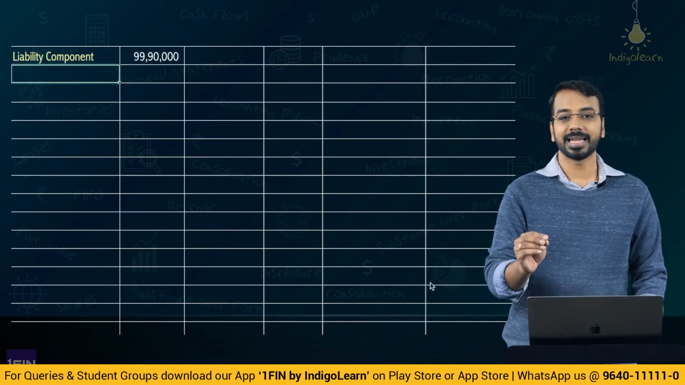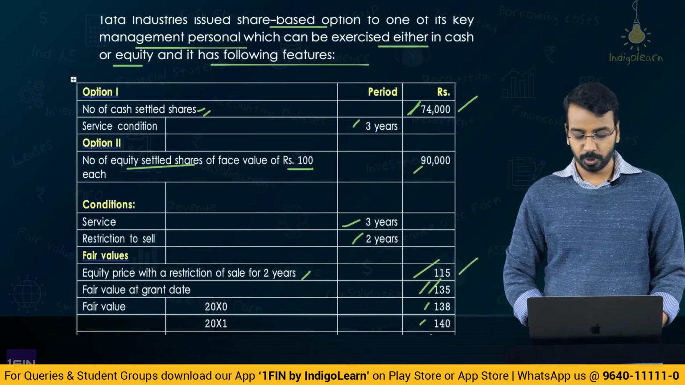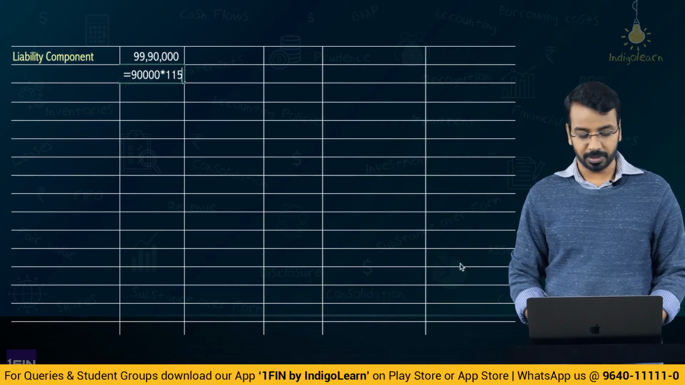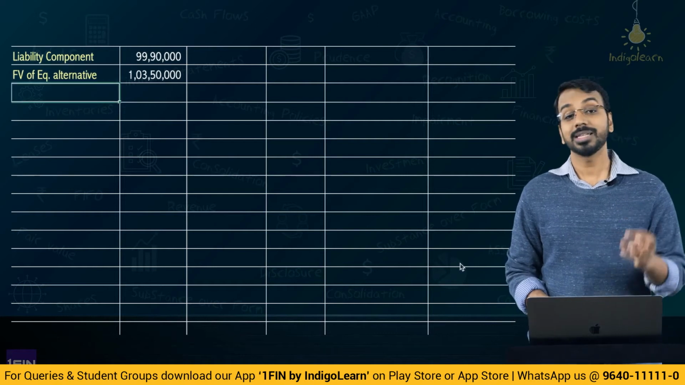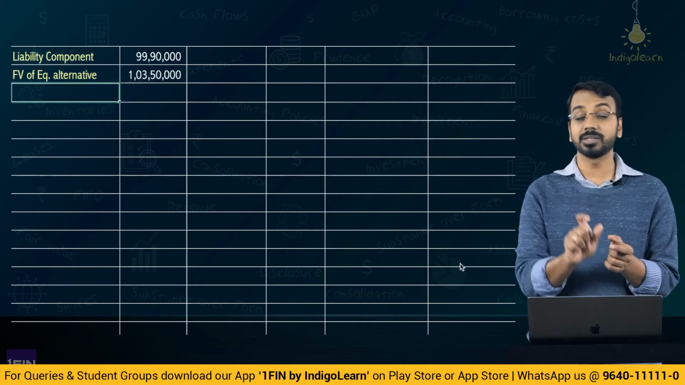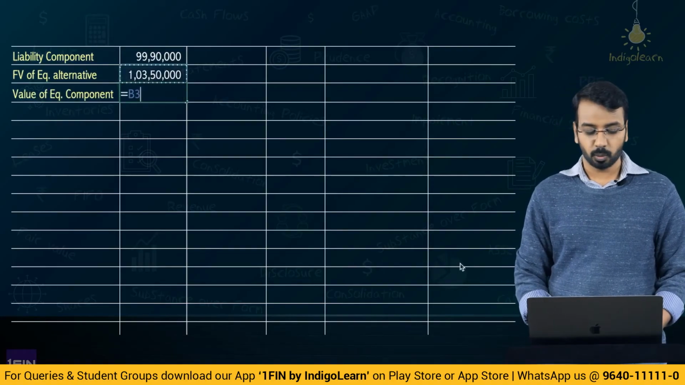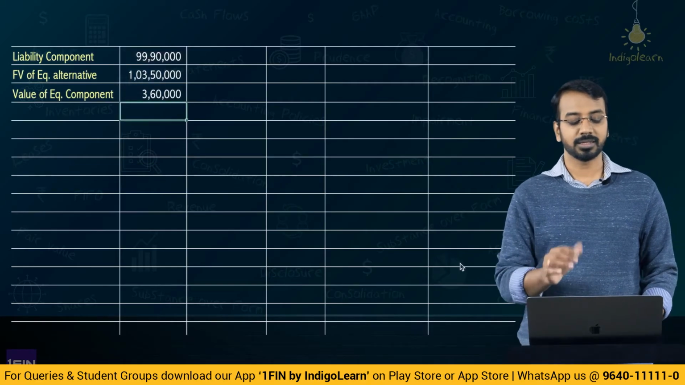So, if the employee chooses to take cash, the fair value of that is 135 multiplied by 74,000, which is 99,90,000. Okay. Then what is the fair value of the equity alternative? Under the equity alternative, you get 90,000 shares and these have a fair value of 115. So, 90,000 multiplied by 115, you get 1 crore 3,50,000. So, what is the value of the equity component? That is, what is the differential value of the equity component? Value of equity component is 1 crore 3,50,000 minus 99,90,000, you get 3,60,000.